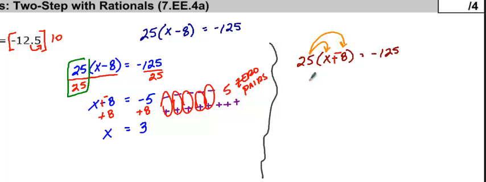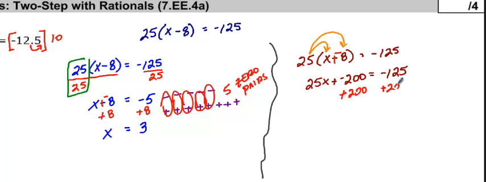So 25 times x is 25x. Let me change the color back on that because I like to save the red for when we're actually canceling something out or dividing by a coefficient. 25 times negative 8 is negative 200. All of that equals negative 125. We have to add a positive 200.